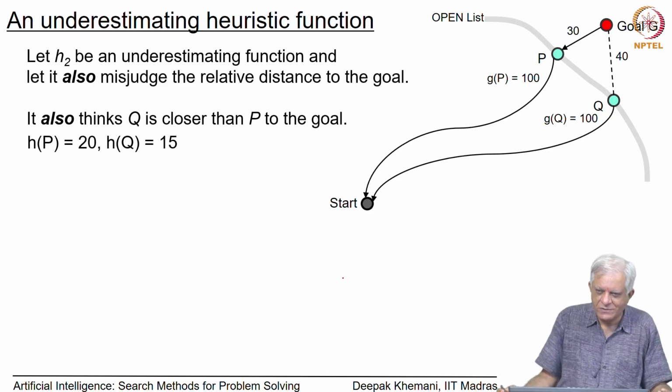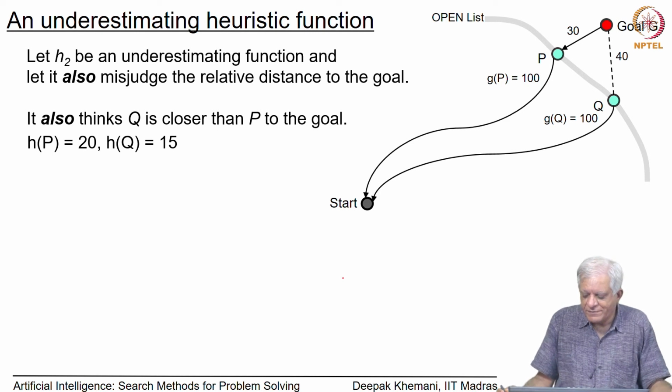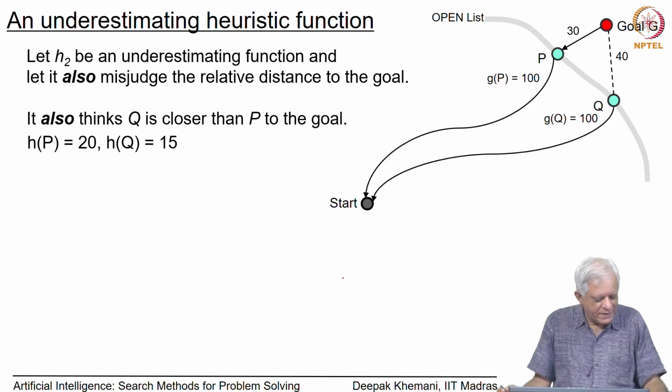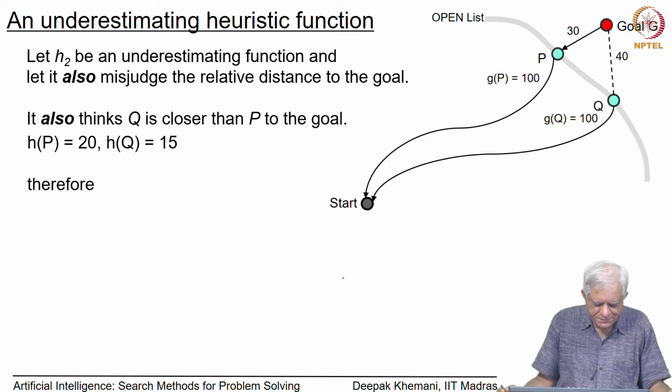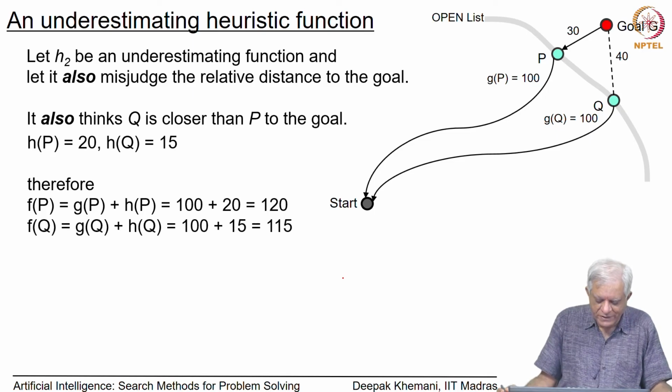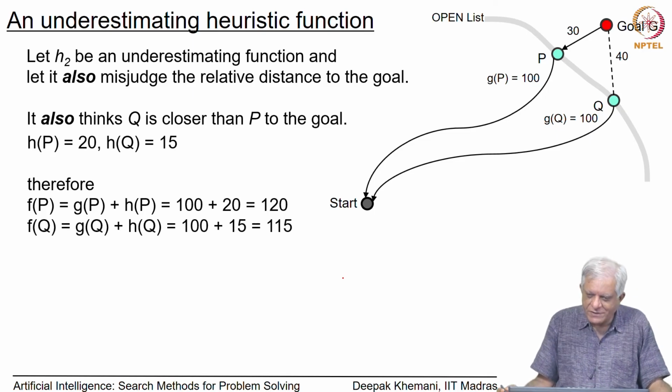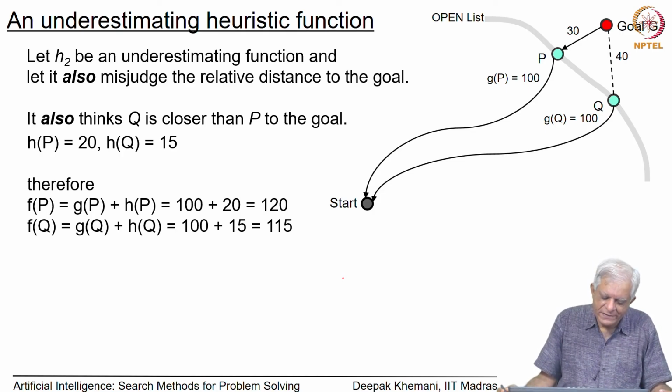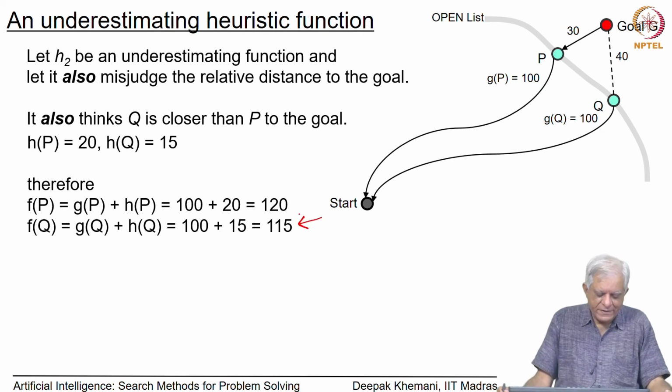It thinks that q is closer to the goal, whereas actually p is closer, because the cost of going from p to g is actually 30 and the cost of going from q to g is actually 40, but the algorithm thinks that q is closer, and therefore, it now computes the f values for both these nodes. The heuristic values are 20 and 15 respectively. So, the f values are 120 and 115. Like the version which used h1, this version also thinks that q is closer to the goal.